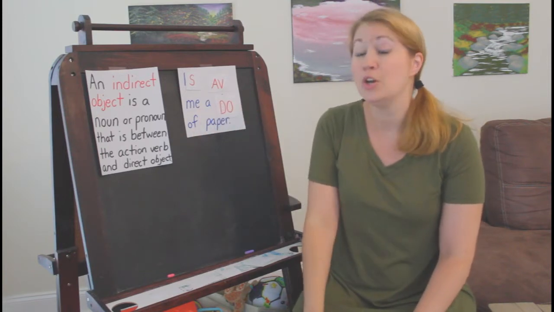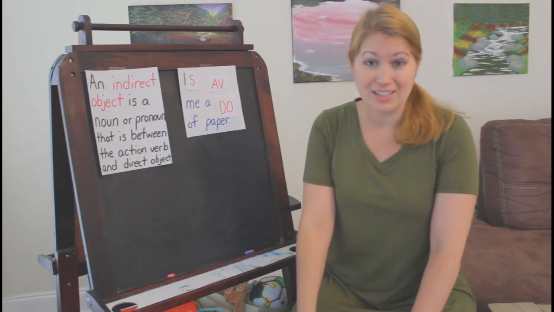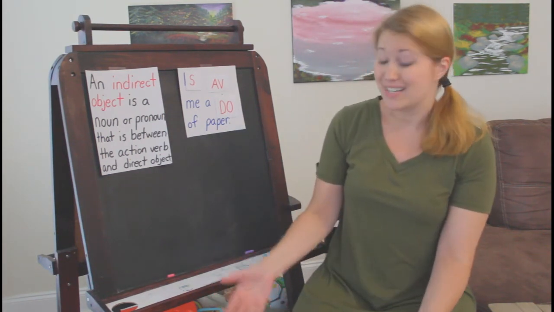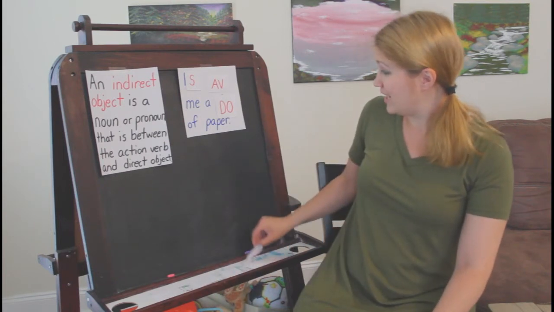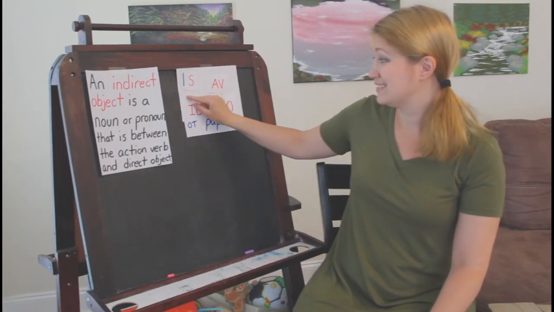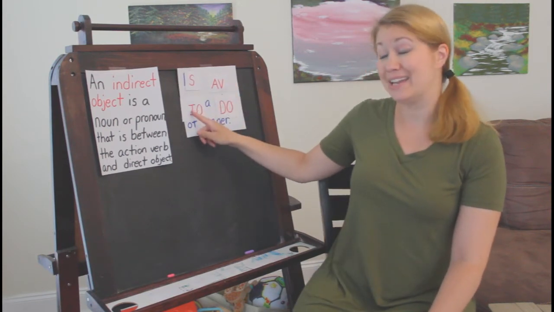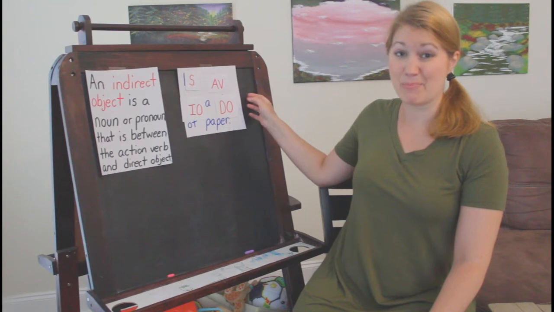Next, we need to know who it was given to. Well, it was given to me. So, me is your indirect object. Phil gave me a piece of paper.